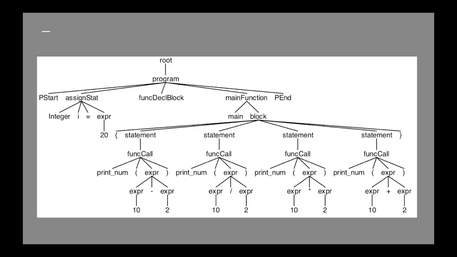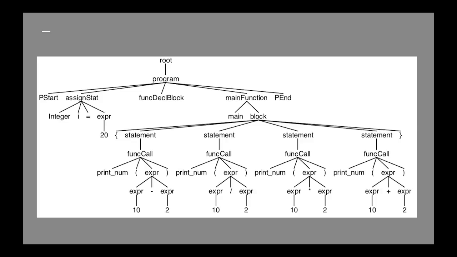We have our main function, which consists of the keyword main followed by a block. If you recall from that little snippet of our grammar, a block consists of curly braces, and within those curly braces, any number of statements or expressions. In this case, we have 4 statements. There are 4 function calls, and each function call includes the keyword print num, and then an expression within parentheses.